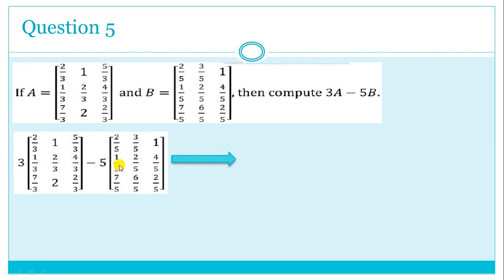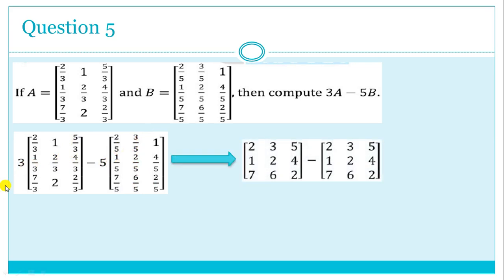After multiplying each element of the first matrix with 3 and each element of the second matrix with 5, these will be the resulting matrices that we will get. This is the 3A and this is the 5B, and now we are subtracting them. You know how the subtraction works. The order of both the matrices is the same, so they can be easily subtracted from one another.